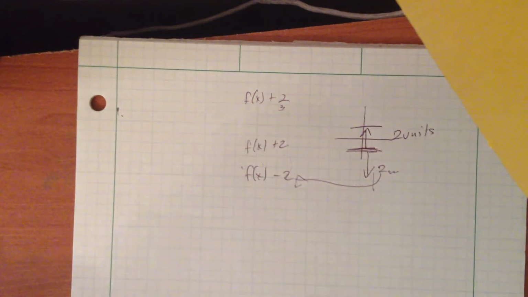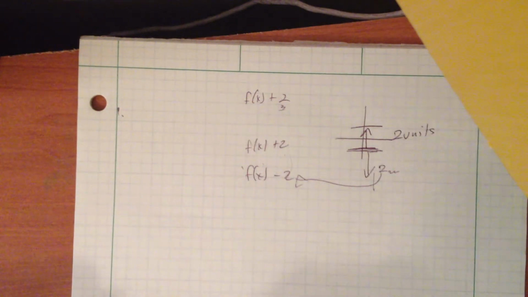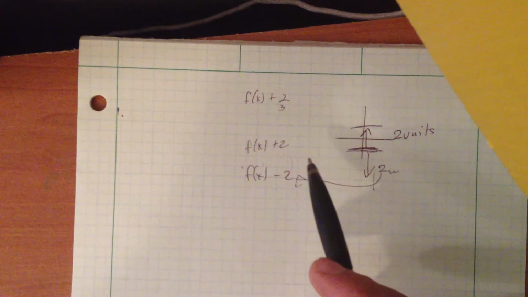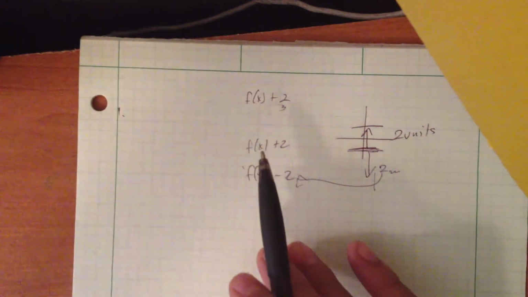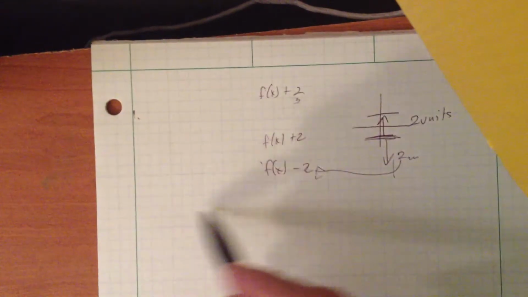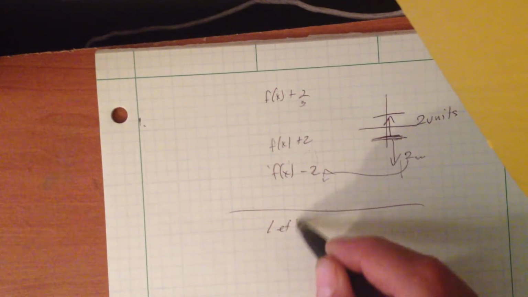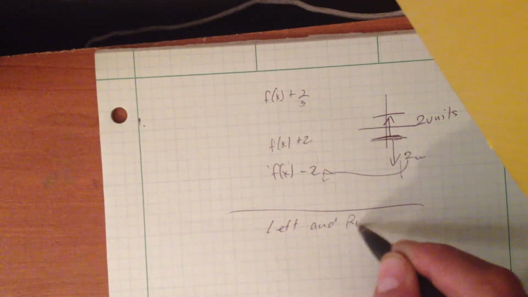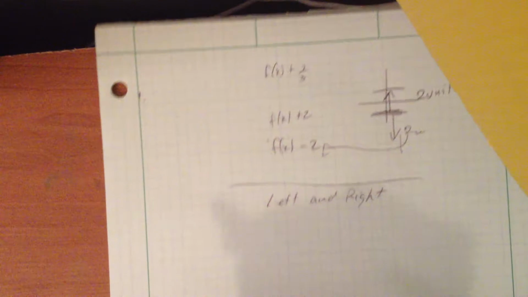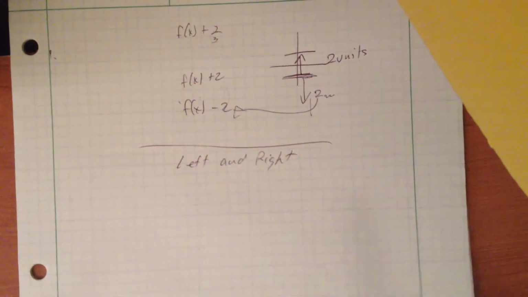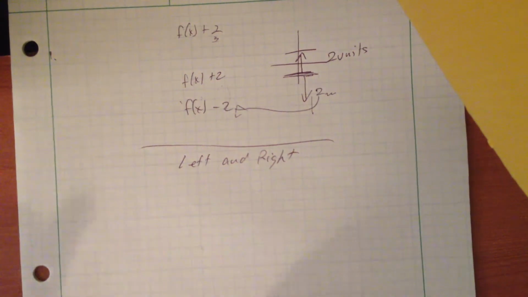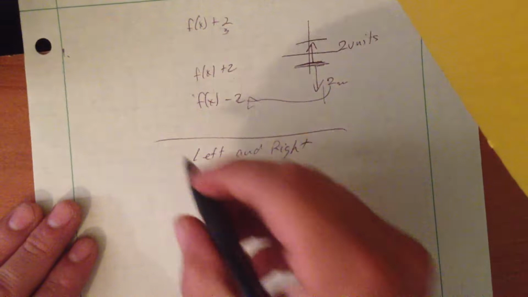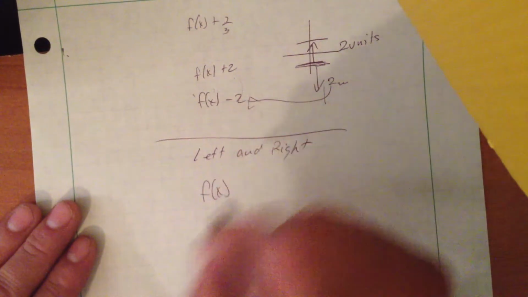Okay, so what happens when you move it left and right? I mean, how does it look? So this is left and right. This is a little tricky, but it can be done. Let me tear this page off real quick. Left and right. Okay, so we get this f of x again.